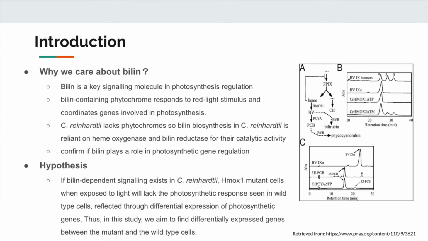Therefore, we would like to confirm whether or not bilin plays a role in photosynthetic gene regulation. Based on the rationale that HMOX1 genes code for functional enzymes that lead to the biosynthesis of bilin, we hypothesized that if bilin-dependent signaling exists in C. reinhardtii, HMOX1 mutant cells, when exposed to light, will lack the photosynthetic response seen in wild-type cells. This will be reflected through differential expression of photosynthetic genes. In summation, we aim to find differentially expressed genes between the mutant and the wild-type cells.